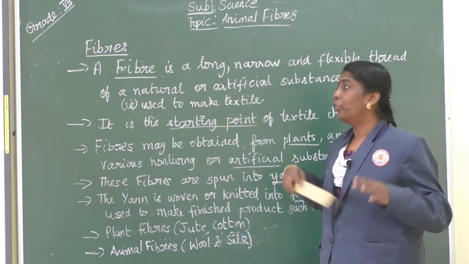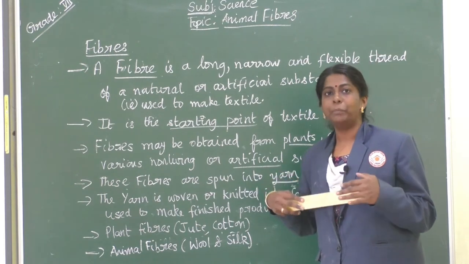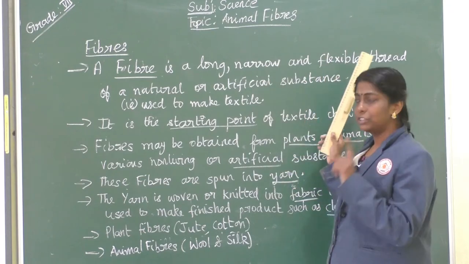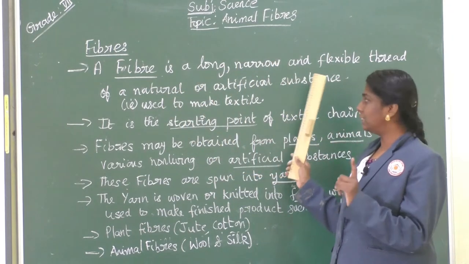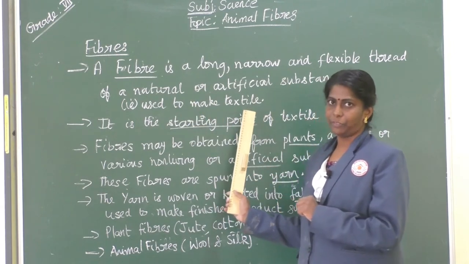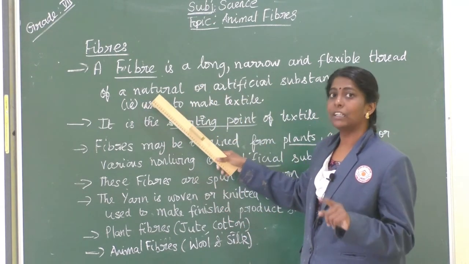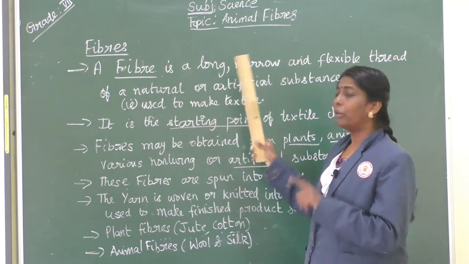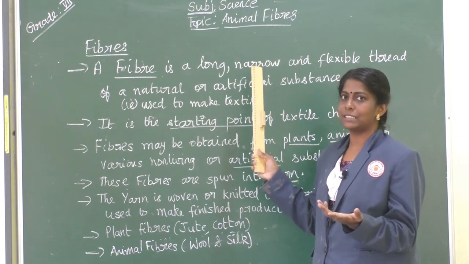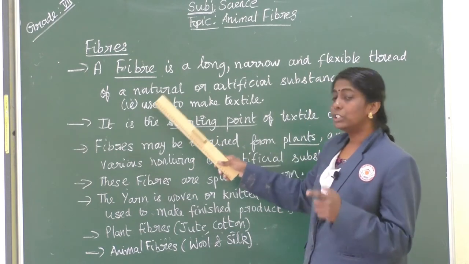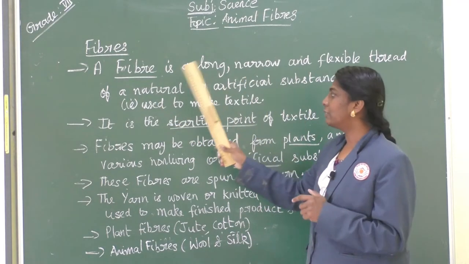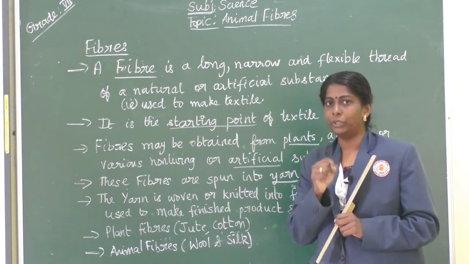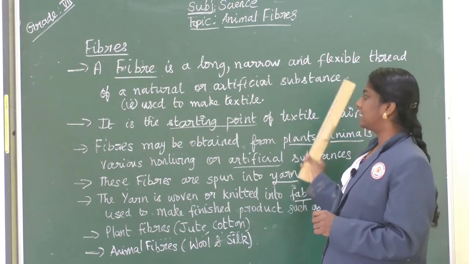Before entering into animal fibers, you must know what we mean by fiber. A fiber is a long, narrow and flexible thread of a natural or artificial substance that is used to make textile. Natural means it might be plant fiber or animal fiber, or it can be an artificial, chemical substance. This fiber is the starting point of the textile chain. It's a single unit.